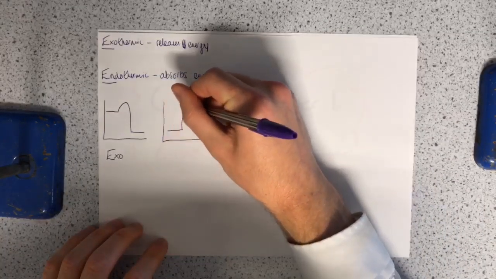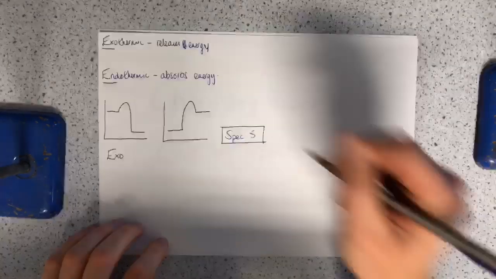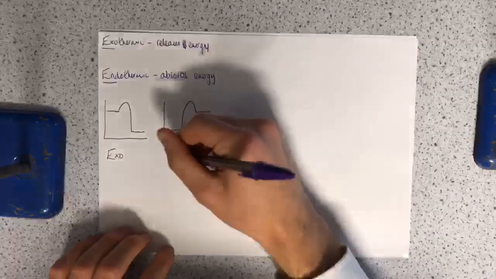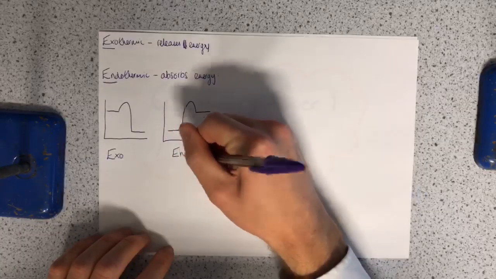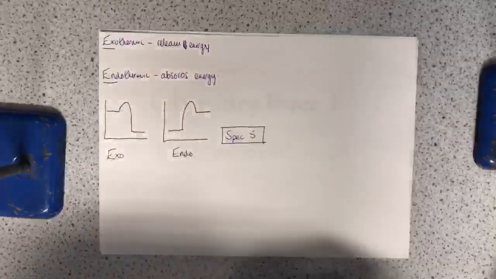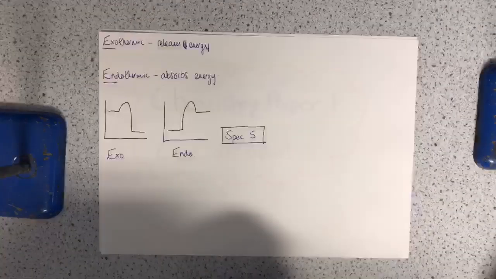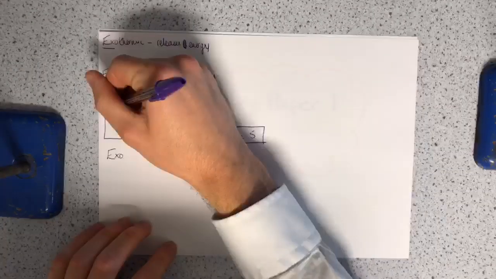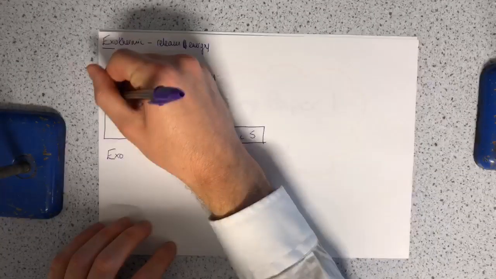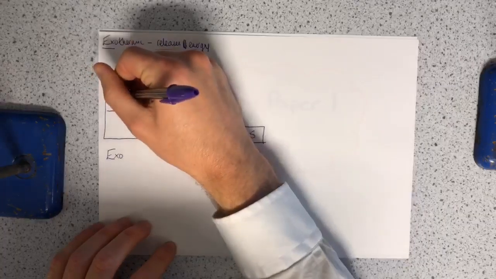So it starts off lower. Again, you have your activation energy, and it ends up further up. And this would be your endothermic version. Now, you might be expected to label each of these. So firstly, this bit here would be reactants.